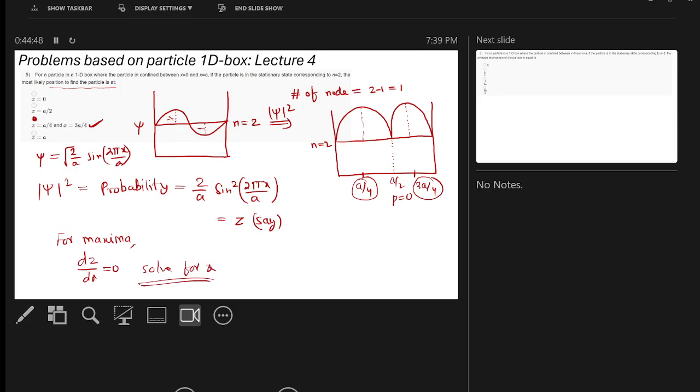Okay. So there are two methods. If you don't know how to plot, then you can calculate by this method. If you know how to plot, then you can solve very easily within a minute. Okay.